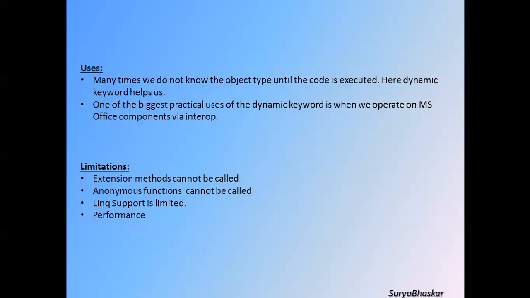So basically, whenever we don't have a chance to know the exact type, only then do we need to use the dynamic keyword. Otherwise, we need to avoid the dynamic keyword.